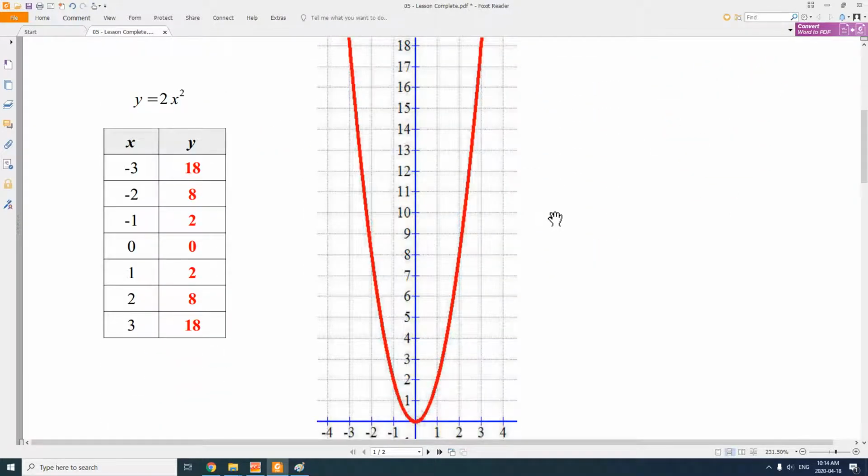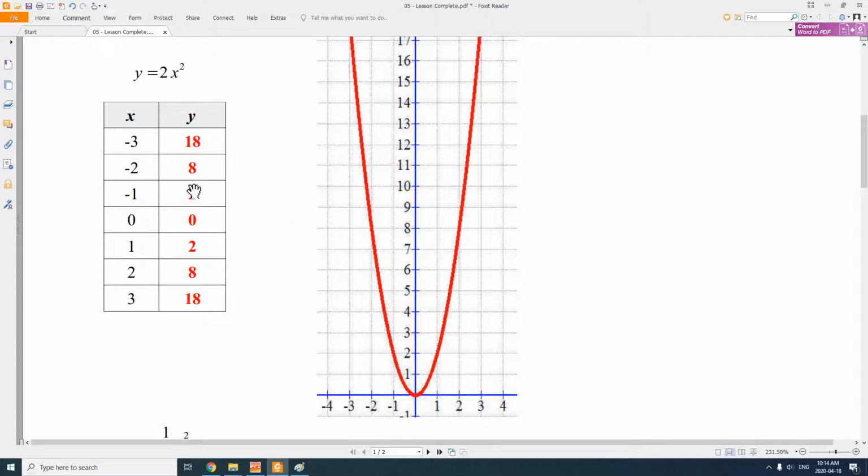All right, here's our next one. Once again, I plugged in -3, right? -3 squared is 9 times 2. So I plugged in each one of the x values, filled in my table of values, and this is what my graph came out to. Now we're going to look at that step pattern.